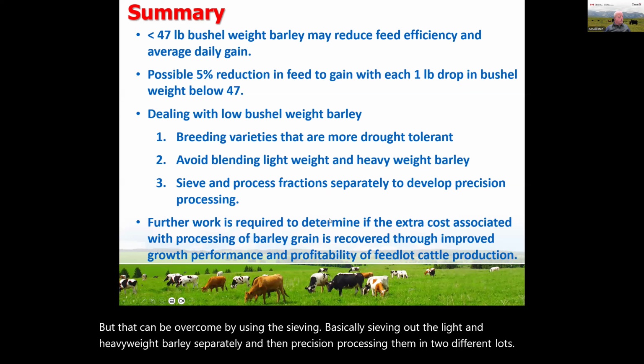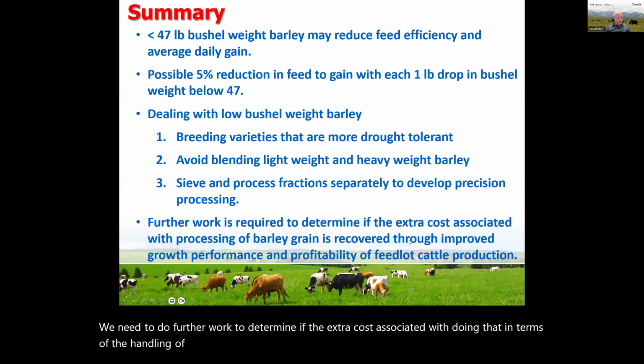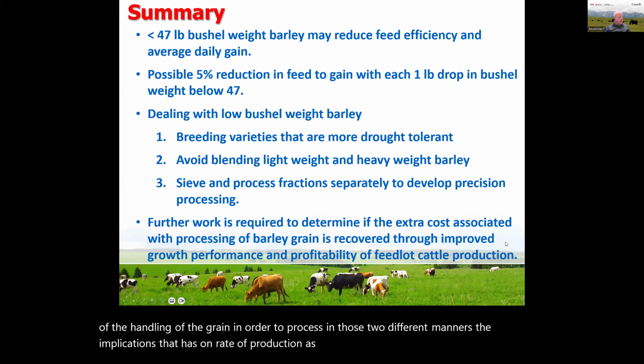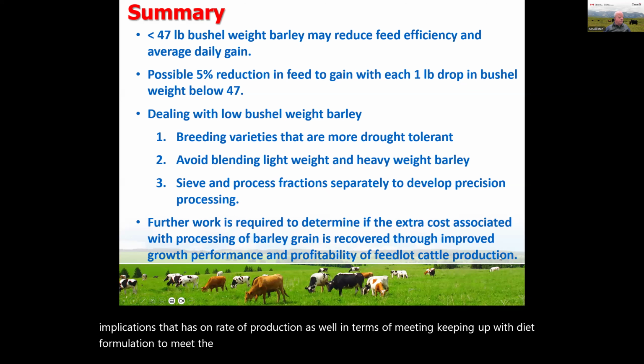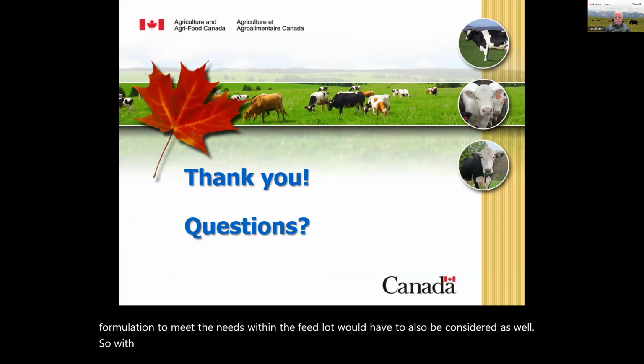We need to do further work to determine the extra costs associated with doing that in terms of the handling of the grain in order to process in those two different manners, and the implications that has on rate of production, in terms of keeping up with diet formulation to meet the needs within the feedlot, which would also have to be considered. So with that, that's kind of what I had as a summary. I'd be happy to answer any questions if there are some.